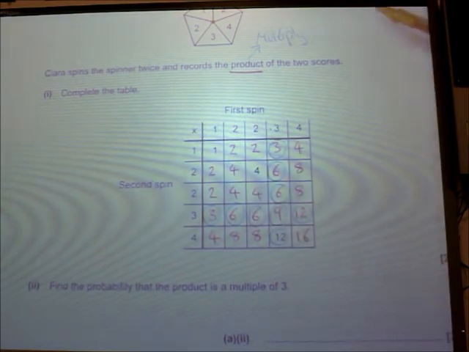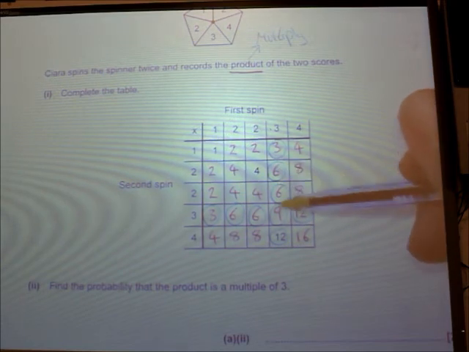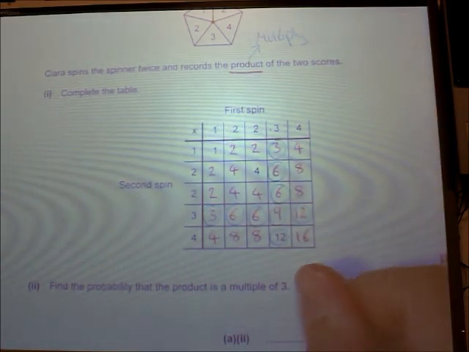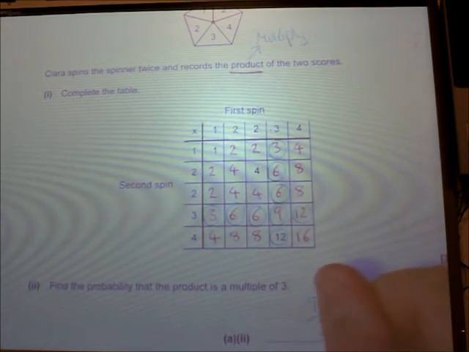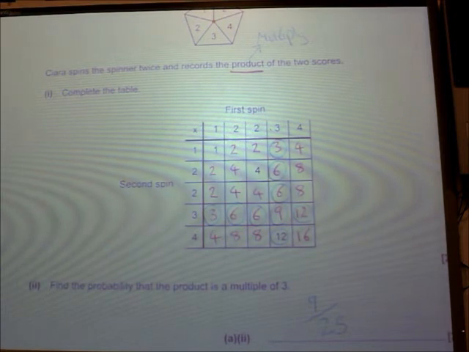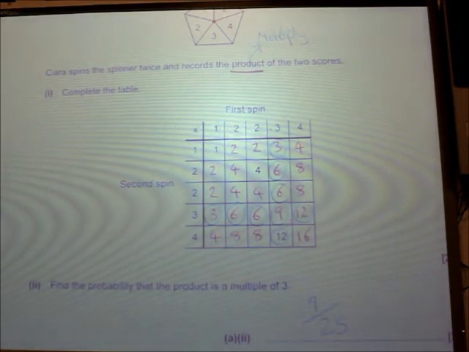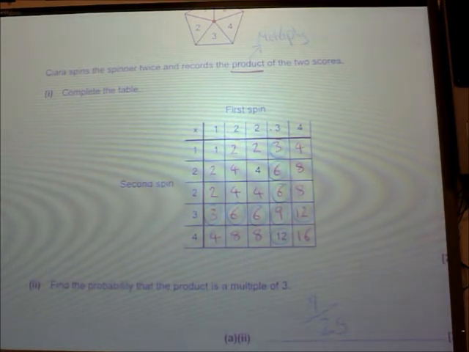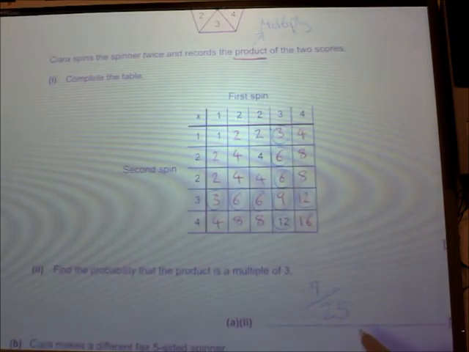So there are 1, 2, 3, 4, 5, 6, 7, 8, 9. So there are 9, and the total number there are 25. So the probability is 9 out of 25, or 9 over 25. You must write that as a fraction. I suppose you could put it as a percentage, but just keep it easy for yourself. 9 over 25, and I hope that makes sense what I've done.